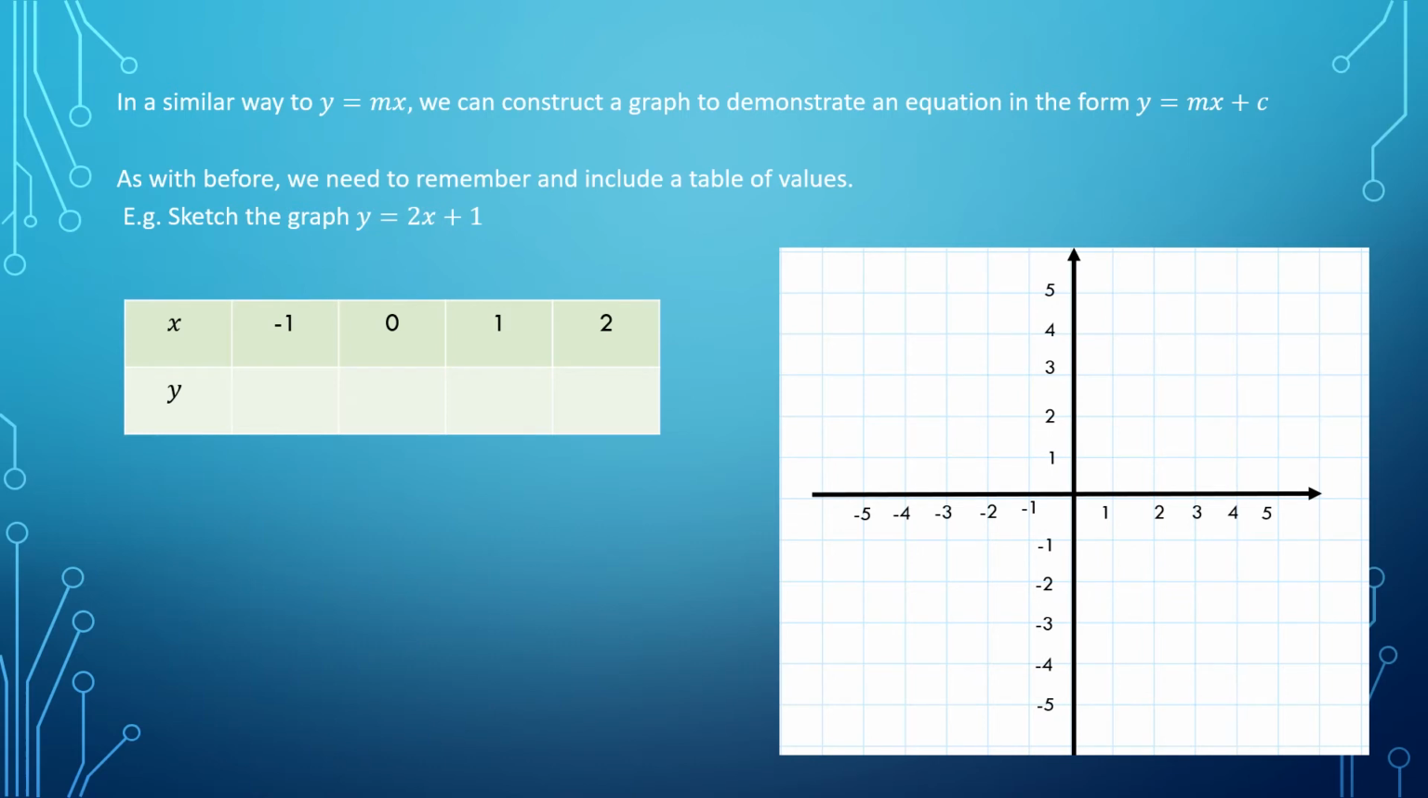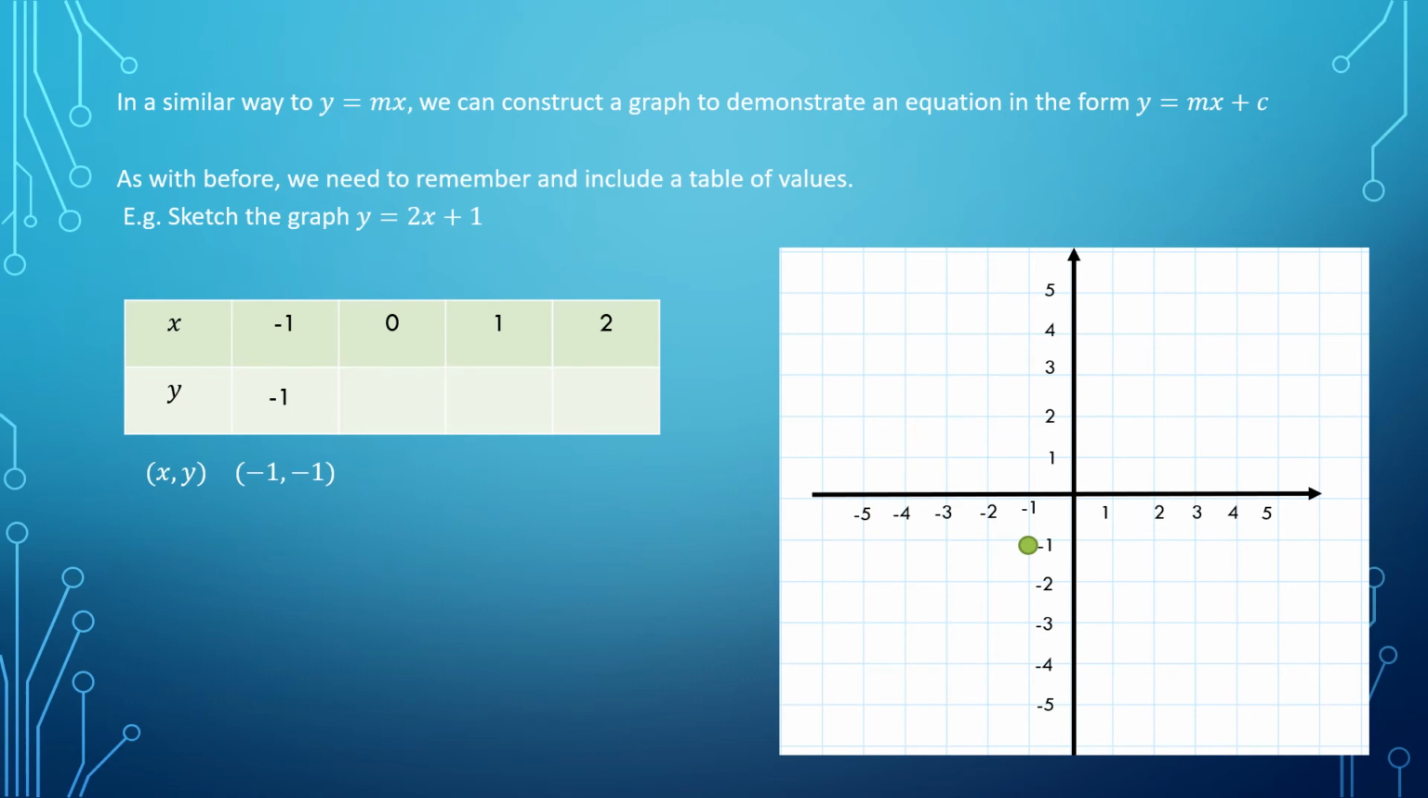So when x is -1, I can find y by doing 2 times -1 plus 1. So 2 times -1 is -2, plus 1 is -1. And so once again, my table of values is going to produce coordinates in the form x, y. Remember, that's the form our coordinates take. So looking here, the first set of coordinates is going to be -1, -1. And again, I can plot that on the graph that I've drawn.